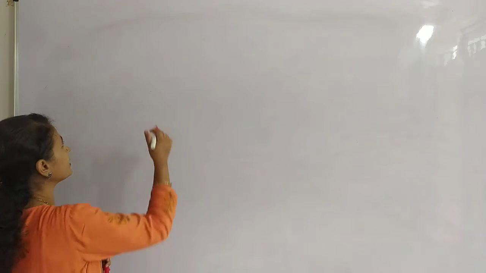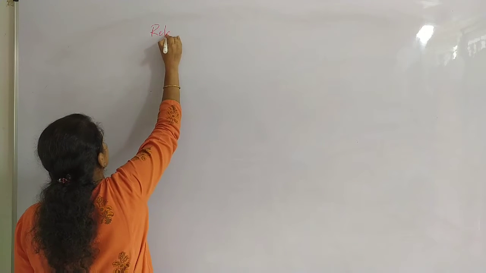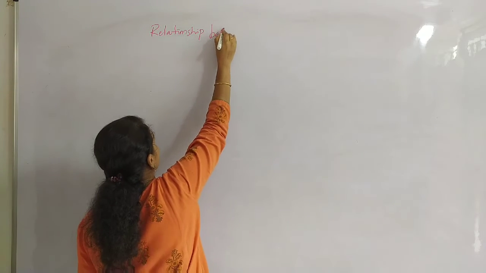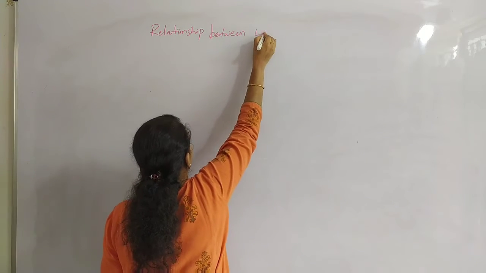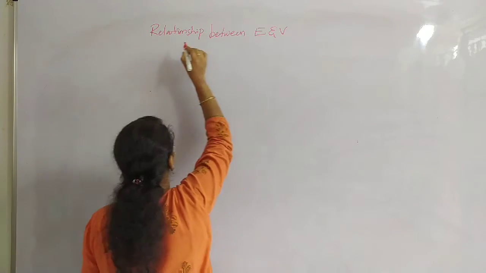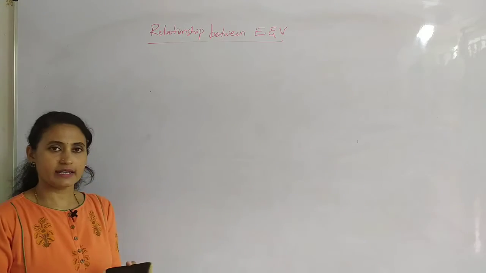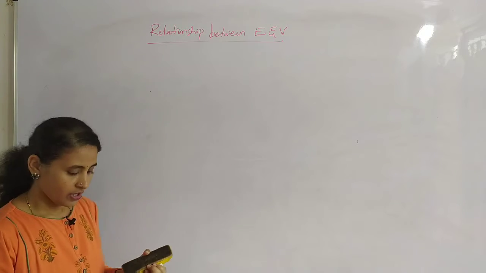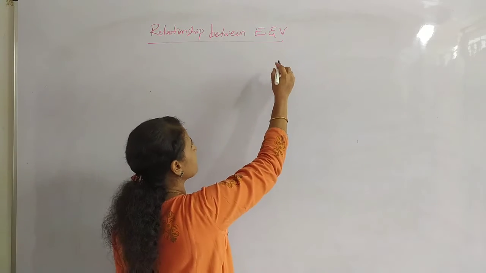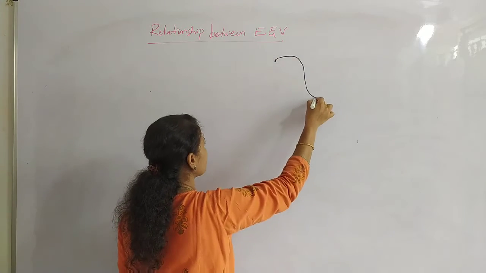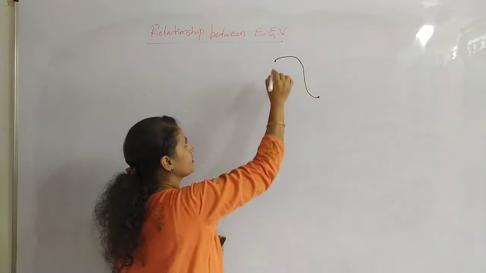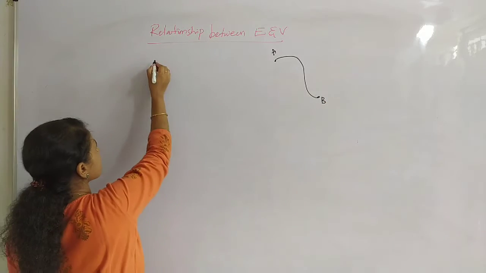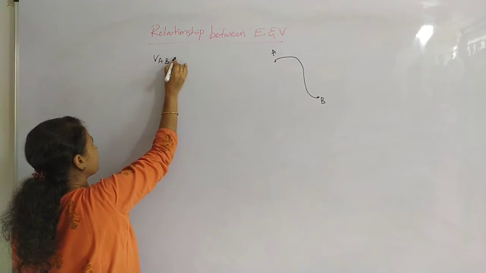The relationship between E and V, the electric field and electric potential, or in general, potential. So we have moved a point charge from A to B in an electric field, which is given by VAB.